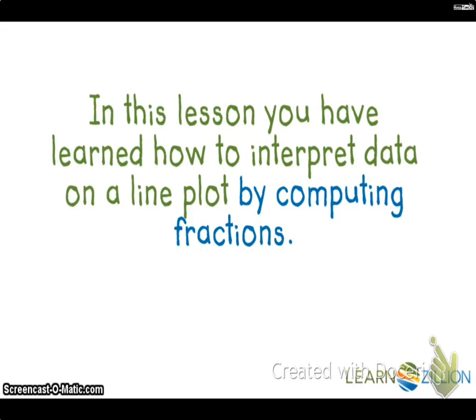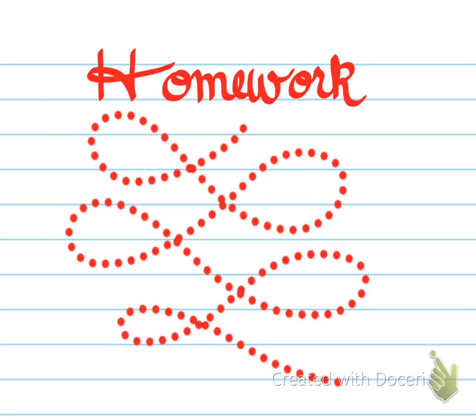In this lesson, you have learned how to interpret data on a line plot by computing fractions. Okay, and here is the part of the homework that you need to actually bring into class tomorrow. It's not very many problems at all.